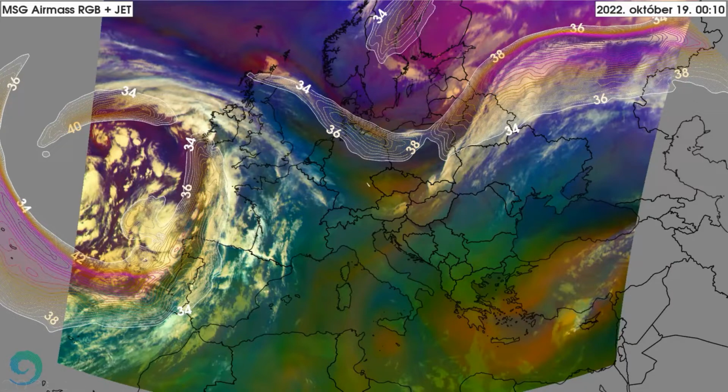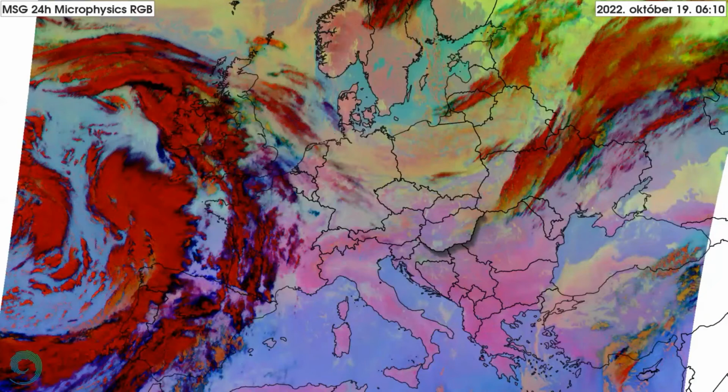So you can see here the next image. You can see here the microphysics RGB.